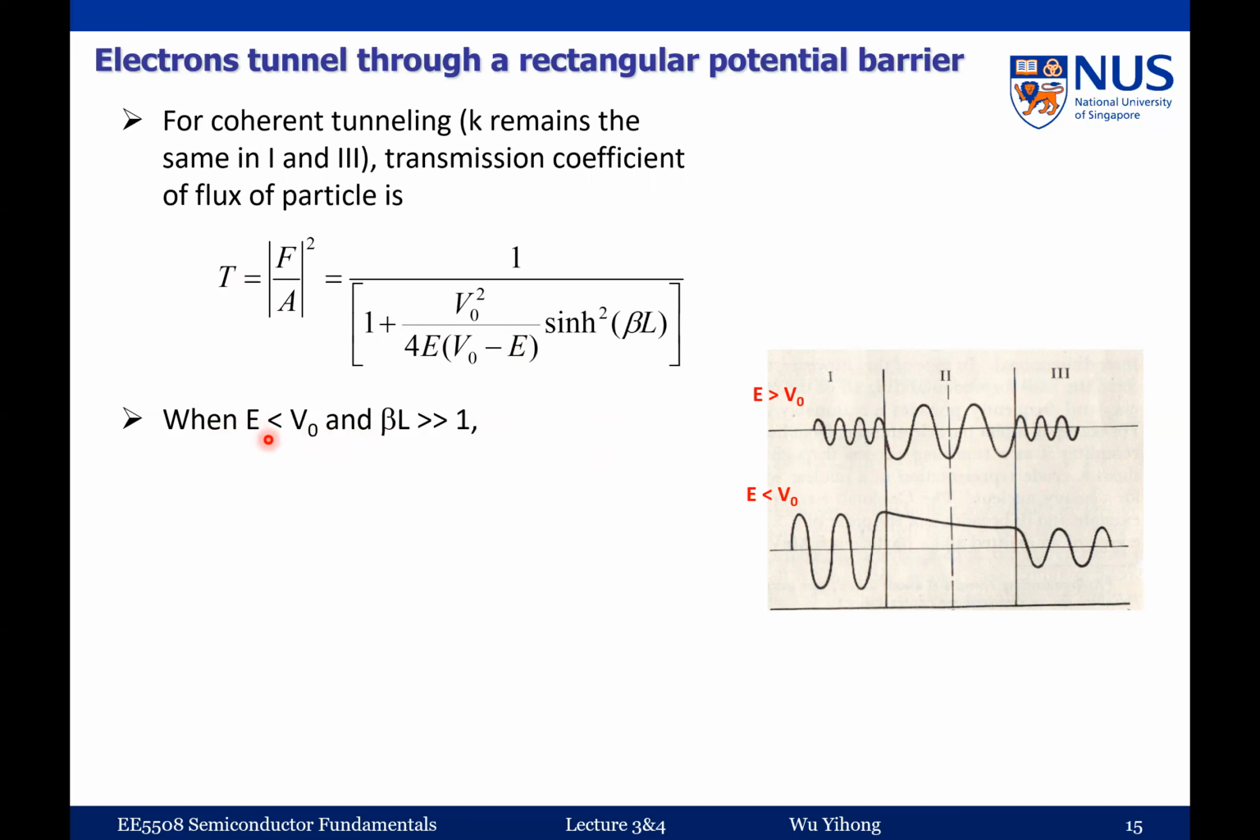Okay. So we look at the general case where E is smaller than V naught. This means that the particle's kinetic energy is lower than the barrier height, but beta L is much larger than 1. Okay, look at this case, and then you get this.